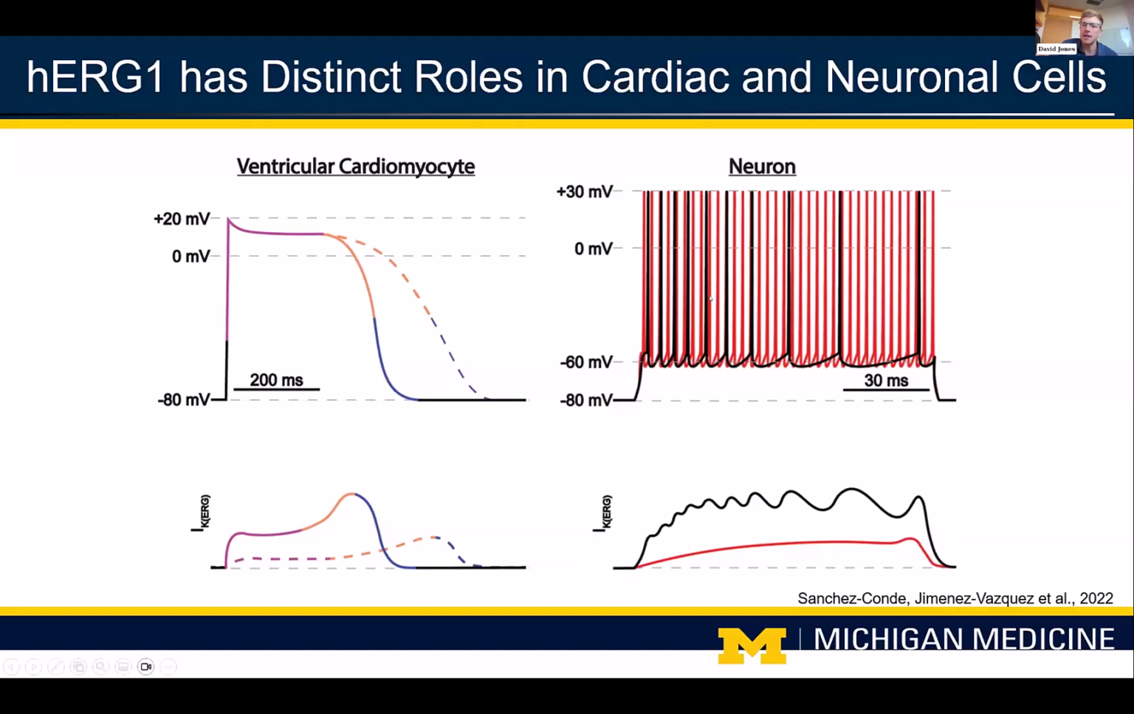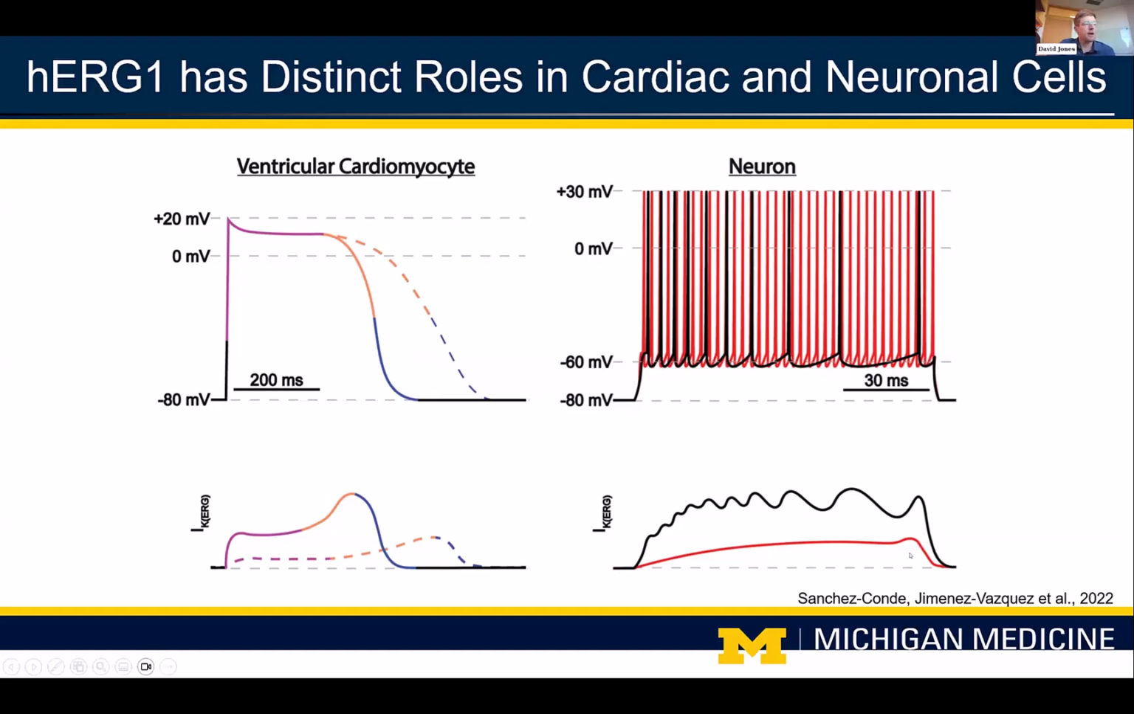But that's very different in neuronal tissue, where each action potential is so short that it's really hard to quantify the number of channels that are pushed towards their open or activated state during an individual action potential. But what does happen is over sustained stimulus, over multiple action potentials fired, you do accumulate a population of HERG channels in the open state, and this helps to dampen excitability through a process called spike frequency adaptation.